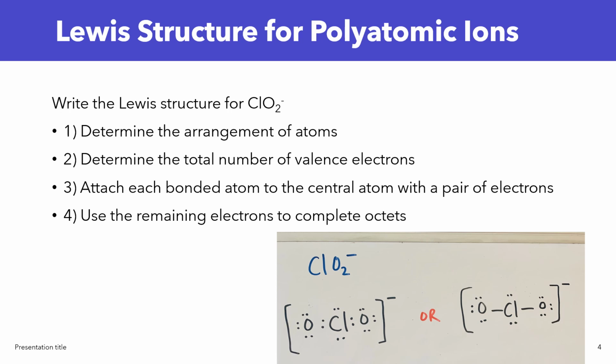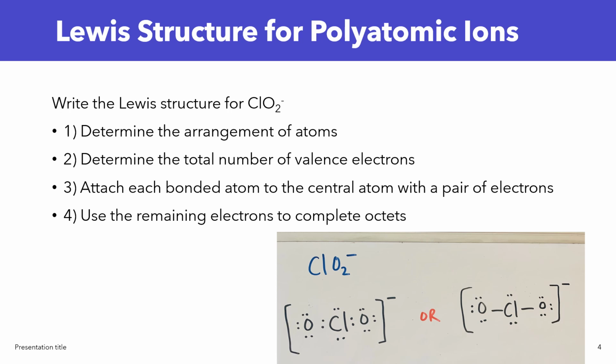Next, we need to determine the total number of valence electrons. Oxygen belongs to group 6A, so 6 valence electrons, and there are 2 of them, so 6 times 2 equals 12. Cl, group 7A, so 7 valence electrons, so 12 plus 7 is 19. We have a 1 negative ionic charge, so we need to add it to the valence electrons, so 19 plus 1 equals 20. So we have a total of 20 valence electrons that we need to place.